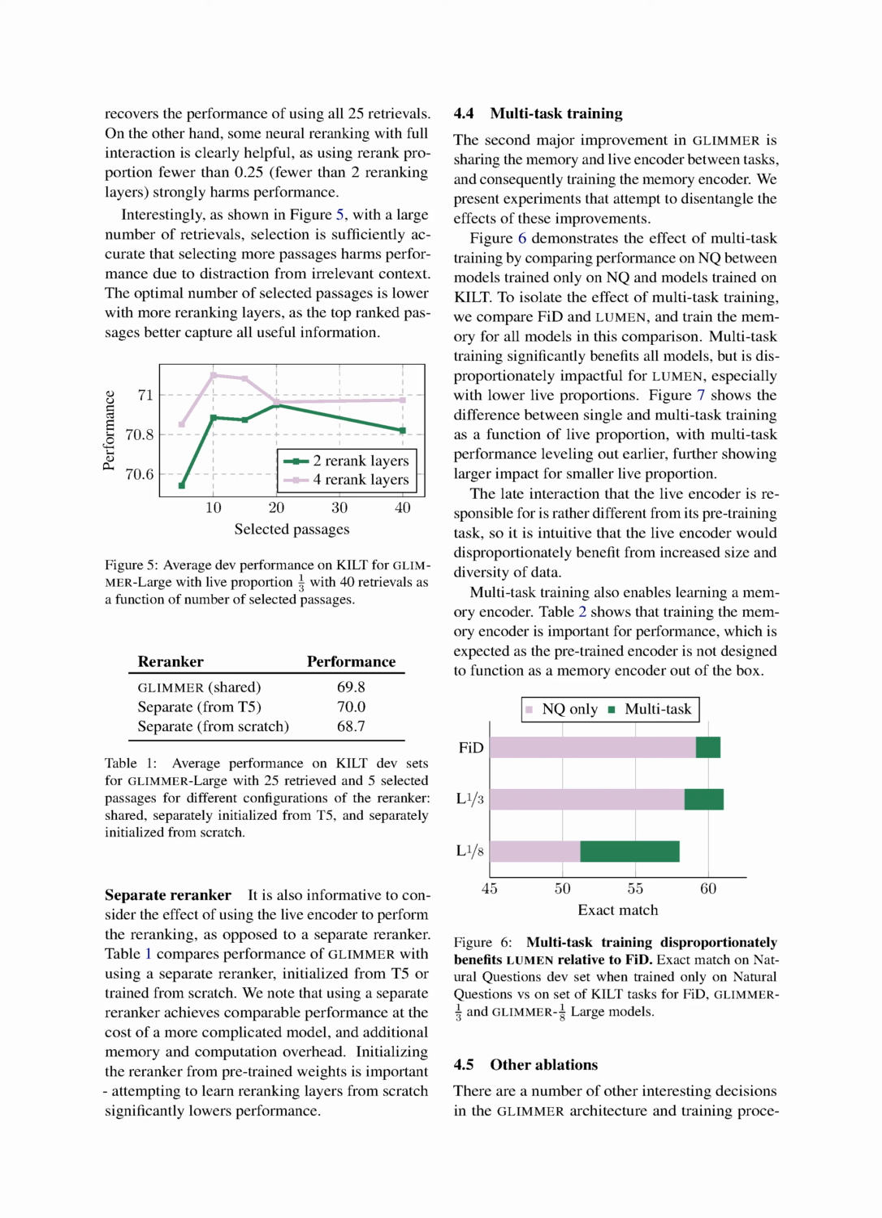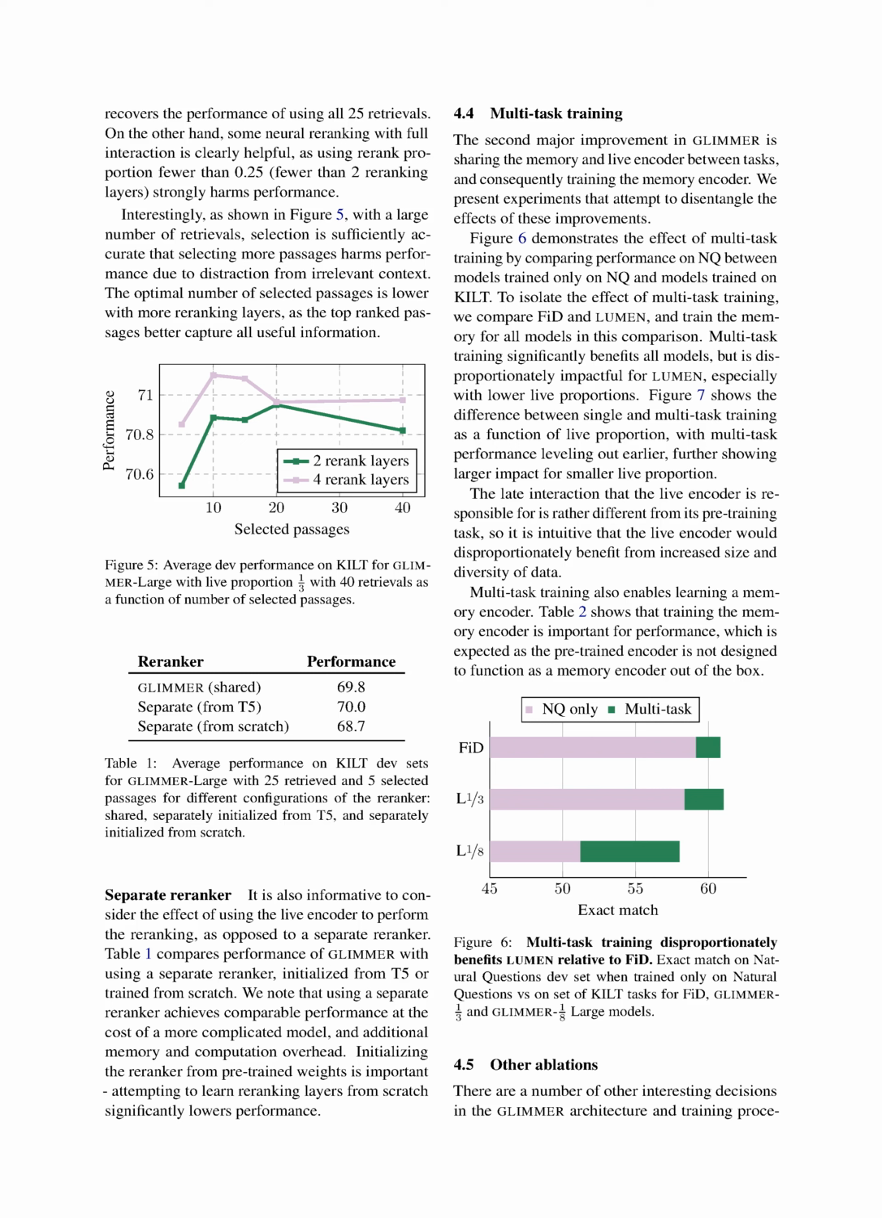The study compares the performance of Glimmer and FID in retrieval and reranking, and finds that Glimmer achieves higher quality at lower cost by retrieving more passages initially and reranking to a smaller number of passages. The results show that performance strongly increases with the total number of retrieved passages, with sharply diminishing returns in the number of selected passages after reranking.